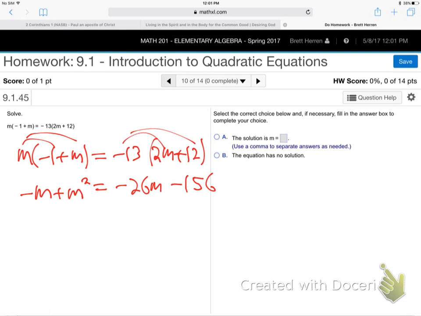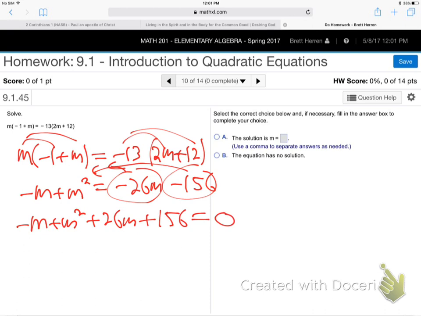Okay, it's getting to that point. So what should we do now? Which side should we jump everything to? To the left side, where m squared is, right? You jump everybody to the side where you've got the m squared. So jump everybody left. So we got minus m plus m squared plus 26m plus 156 equals 0. Get to there so far. Then you can just gather some like terms.